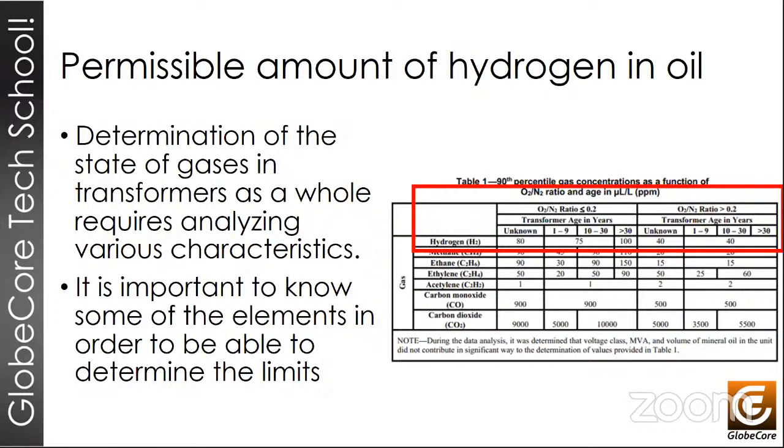For example, for transformers where the ratio of oxygen to nitrogen is greater than 0.2, the maximum allowable value is 40 ppm. And with a ratio less than or equal to 0.2, there are three different acceptable values. For transformers whose age is unknown, we can have an acceptable maximum limit of 80 ppm. For transformers from 1 to 30 years old, the maximum value will be 75 ppm, and transformers over 30 years old will actually allow us 100 ppm. So this mechanic must be repeated for all gases the transformers are tested for, and the permissible amount of gases in the transformers must be below any of the values indicated in this table in this line.